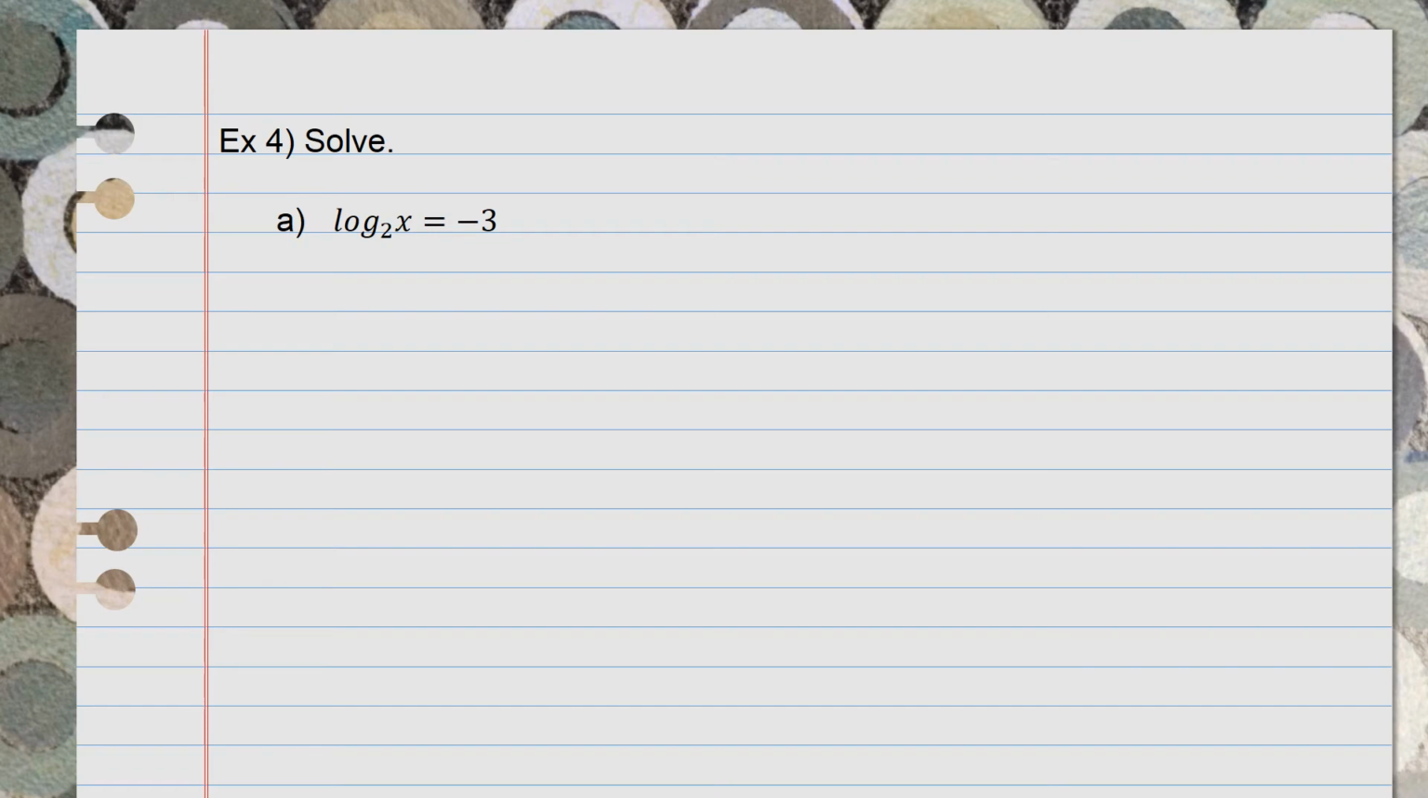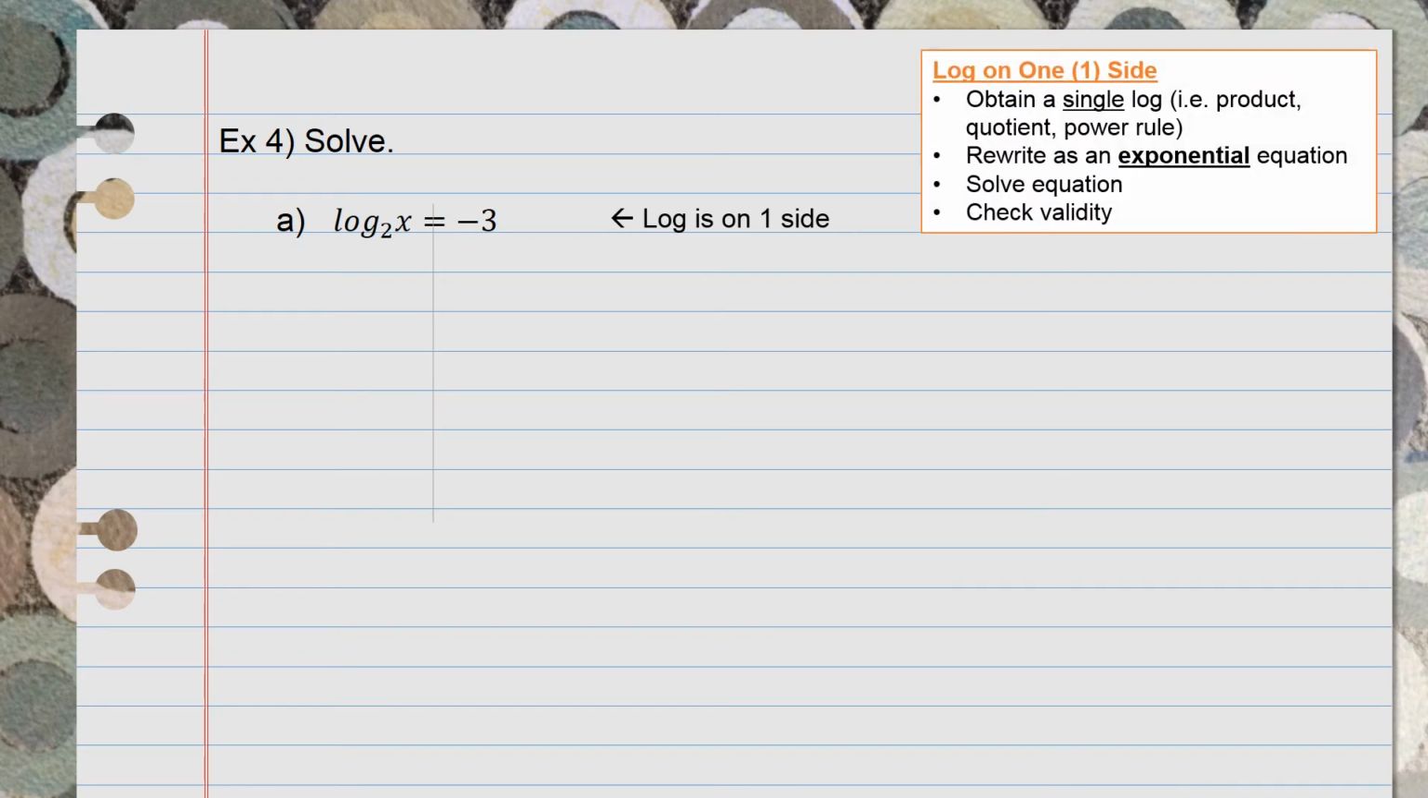Example 4 says to solve, and for a, we have log base 2 of x equals negative 3. Now again, this is an equation, so I draw my line at the equal sign. And now we look for clues. Does log appear on one side or both sides? Well, notice log is only on one side, so here's our steps. First, it says obtain a single log on that side. Lucky for us, the left side only has log appearing once, so we go to the next step.